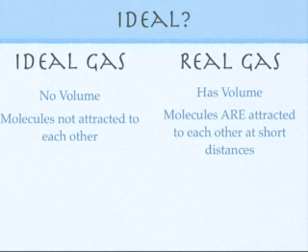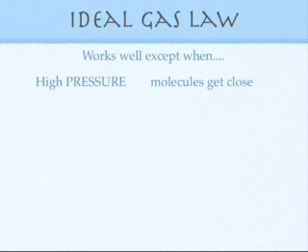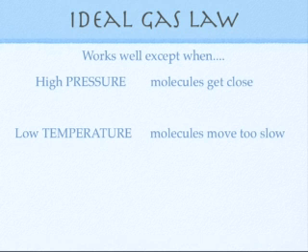There are two cases you need to know, though, where the ideal gas law does not work well. And that's under high pressure and low temperature. Under high pressure, the molecules are going to get close together because they're forced together by some outside pressure. And at low temperature, the molecules slow down, and when they slow down, they're actually attracted to each other a little bit more. So that's when those real gas properties are more significant. They get really attracted to each other if they're close together, or if they're moving too slowly, when they pass by, they'll be close to each other.